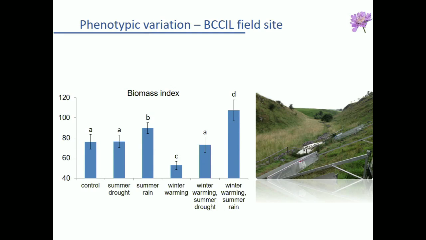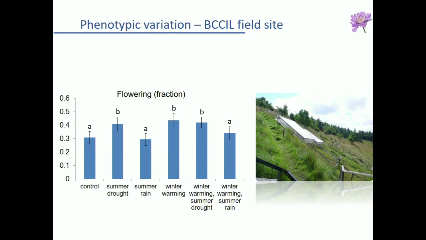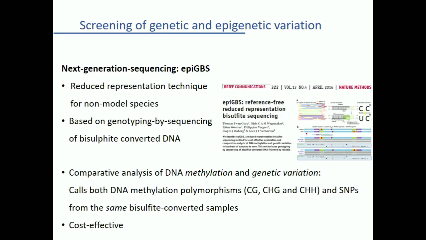For example, plants in the winter warmer treatments were much smaller than in other treatments. We also found very strong patterns for flowering. So this is very interesting. And then, of course, you would like to know how stable these patterns are and whether they are genetically or epigenetically based. Until recently, it was very expensive to measure both genetic and epigenetic variation using next-generation sequencing in ecological studies. It was just too expensive, at least for us.